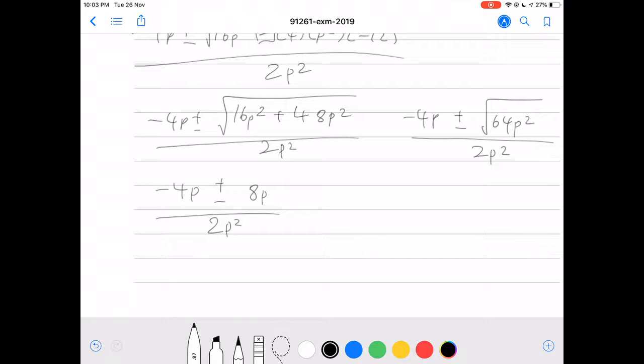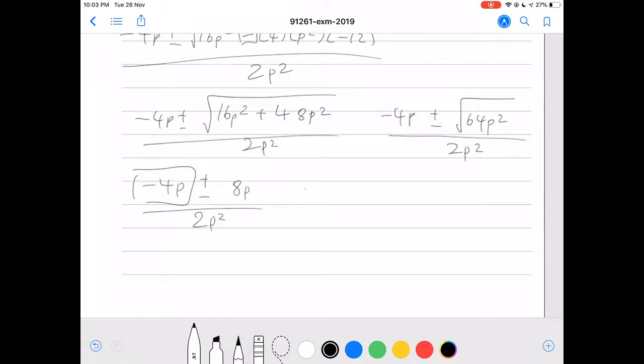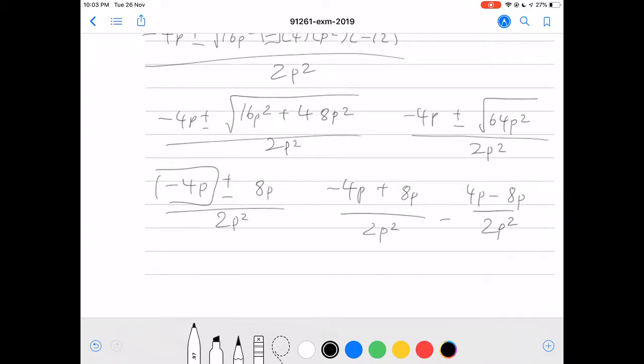And we want to find the difference between the roots. So we want to find the difference between negative 4p plus 8p over 2p squared and negative 4p minus 8p over 2p squared. Basically, you would rewrite your formula as something like this: negative 4p plus 8p over 2p squared, minus negative 4p minus 8p over 2p squared. So now it's just a matter of simplifying this. First things first, we can add the like terms. So 4p over 2p squared minus negative 4p over 2p squared.